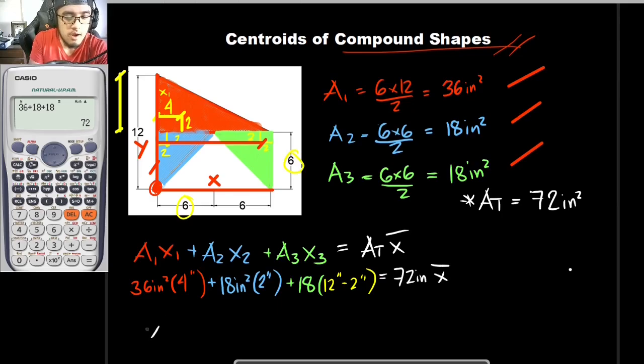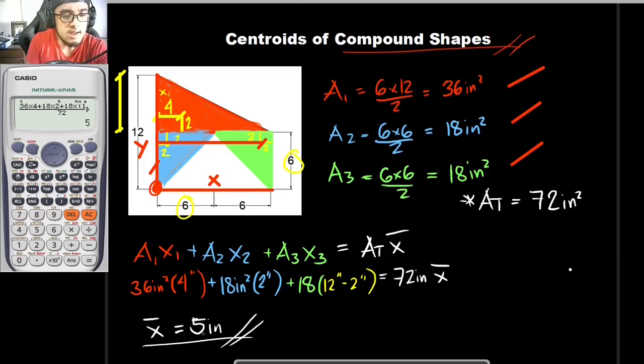So solving for bar x, I would just be putting them in the calculator to your left. That is 36 times 4 plus 18 times 2 plus 18 times 12 minus 2, divided by area total, 72, and that would give us an answer of 5 inches. So the location of your centroid along the x-axis is 5 inches. Drawing it here, its location would be somewhere here.